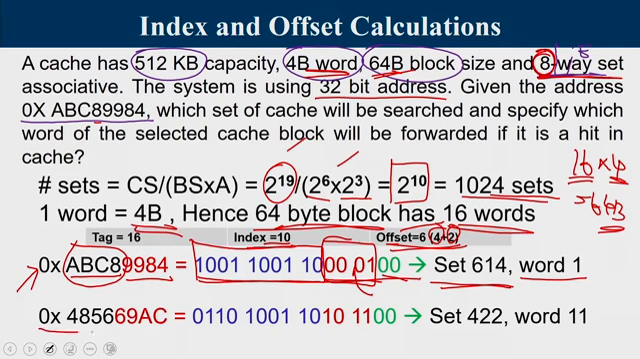Similarly, one more example is given. Let us say this is the address: 0x485669AC. I am writing only the red portion, that is the set index portion and offset. So, the blue 10 bits will tell you what the set number is, then the 4 bits after that will tell you what the word number is. So, it is set 422 and word is 11.